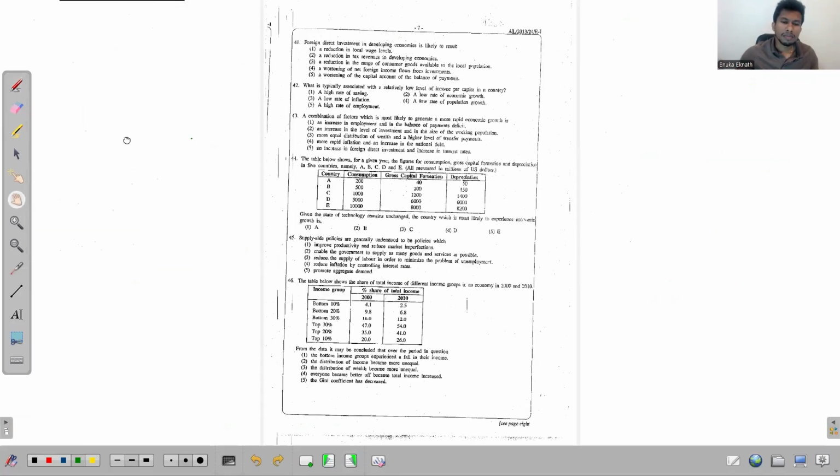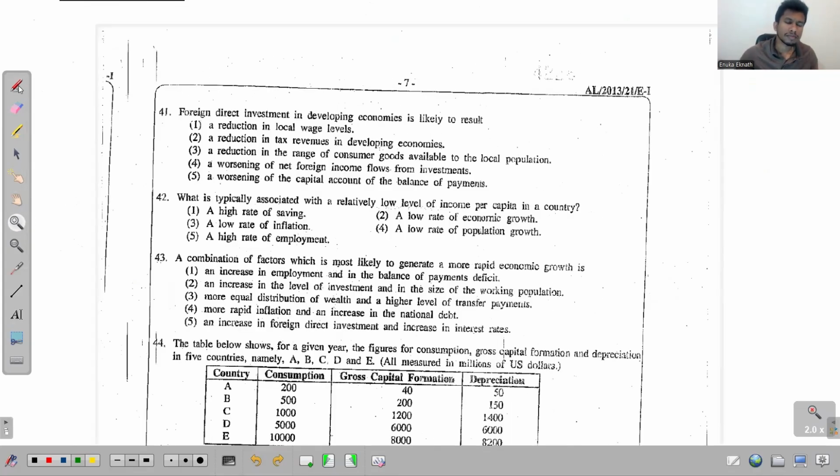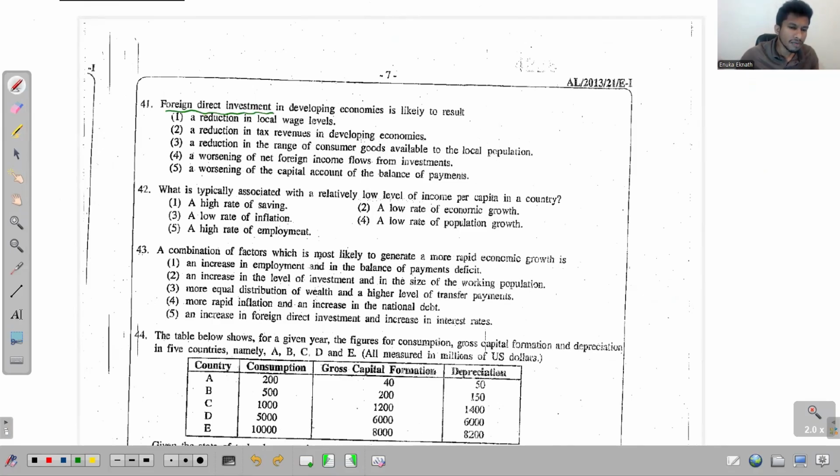Right. Look at this question number 41 now. It says foreign direct investment in developing economies is likely to result which one of the following? All right. So having FDIs is really good for the economic growth in the developing countries. So let's try to recognize the correct answer out of the given ones. The first one, a reduction in local wage levels. No, I don't think so.